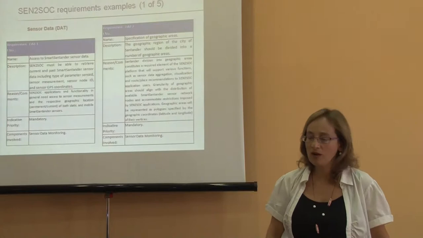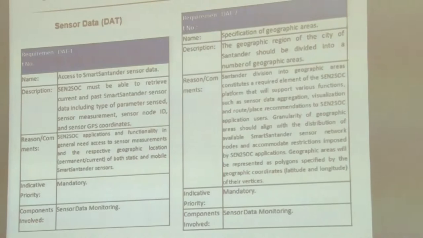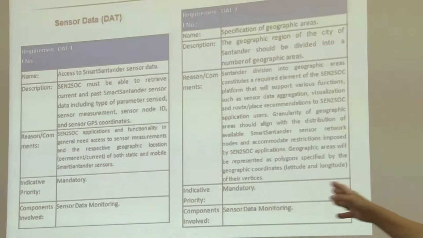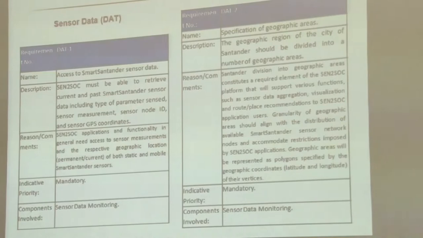Now, I will, as I said, briefly pass through the requirements description. For example, here in the DAT, the sensor data requirements, you can see how we set the requirements. We said that we have DAT number one and DAT number two to be two mandatory requirements. We briefly described each of those, we explained why, and of course, at each of the requirements, we had the component, or the components, where these requirements are involved.